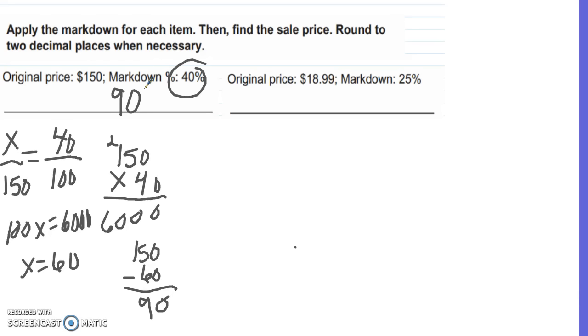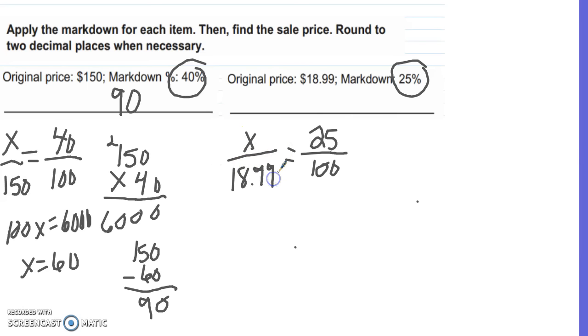All right, the last one. The original price is $18.99. The markdown is 25%. Every percentage is out of 100. So we are going to say 25 over 100. The original is $18.99. So we are going to do the cross product rule. So $18.99 times 25.